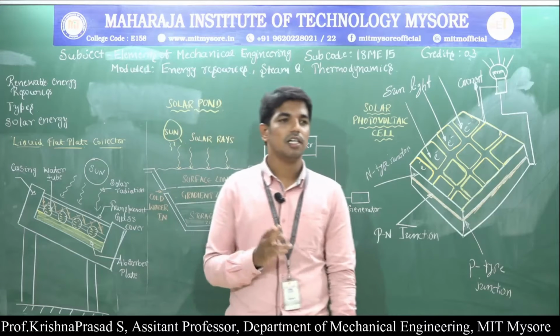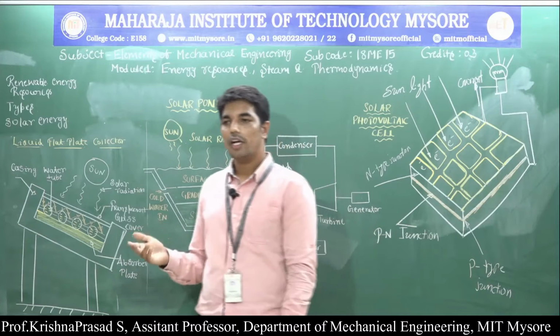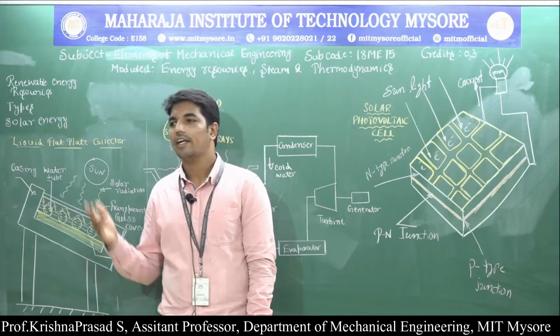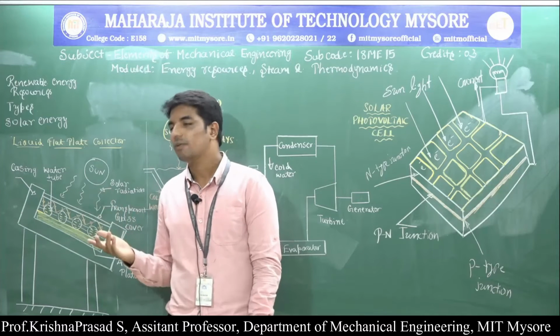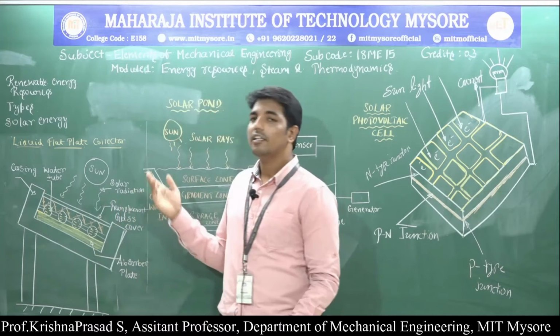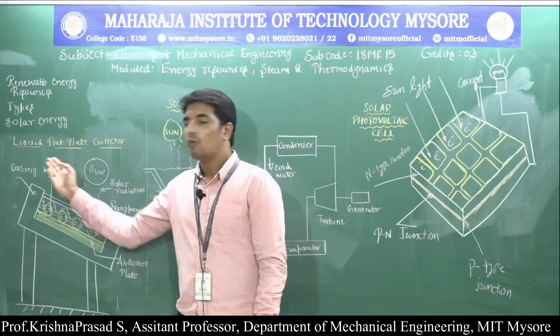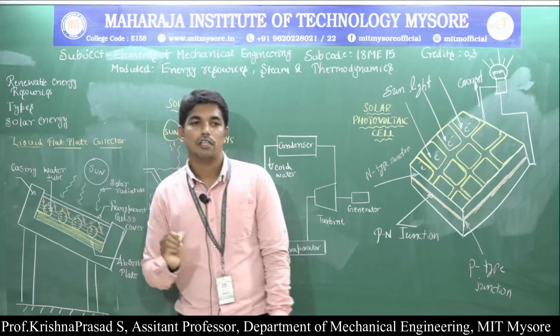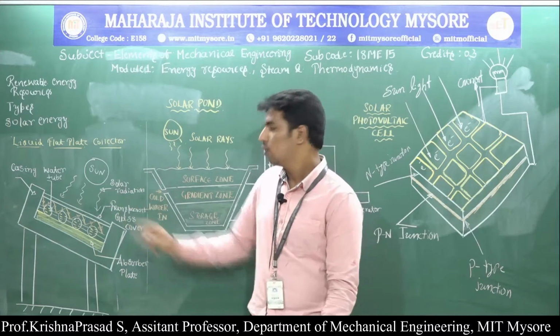The very first thing we need to understand is what is meant by the liquid flat plate collector. The liquid flat plate collector is mainly used for low temperature applications like cooking, heating, as well as drying food grains and vegetables. Liquid flat plate collectors are used in the domestic solar water heater tank. First we need to understand the working of the liquid flat plate collector.